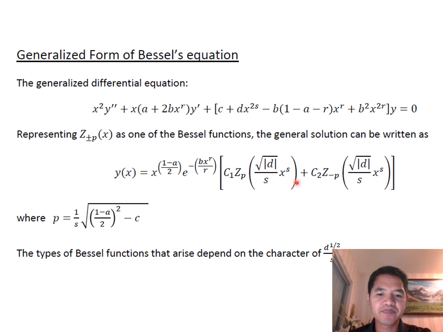As I said, you have to find a, b, c, d, s and r, so then you can figure out the value of c here. The type of Bessel function that arises depends on the character of the square root of d over s and the value of p, which I'm going to summarize for you in the next slide.